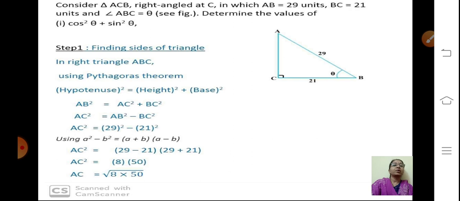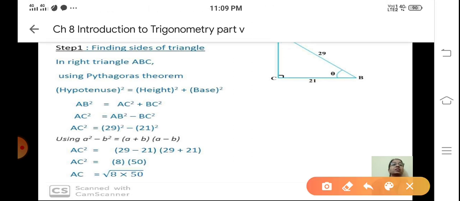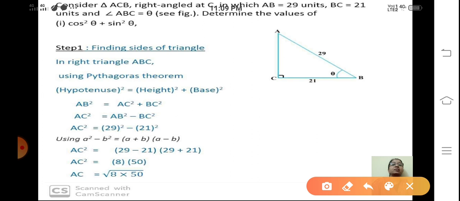So that can be done very easily since it is a right angle triangle. You apply Pythagoras theorem here. So by Pythagoras theorem, AB square is equal to AC square plus BC square. We want the value of AC. So shift BC on the other side. So you will get AC square is equal to AB square minus BC square. Substitute the value. AB is 29 square minus BC is 21 square.